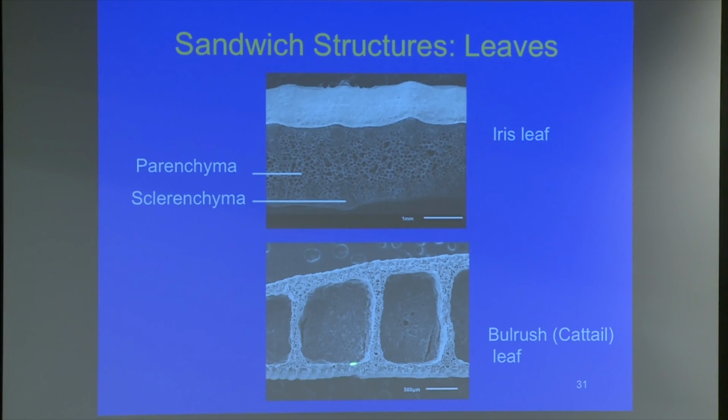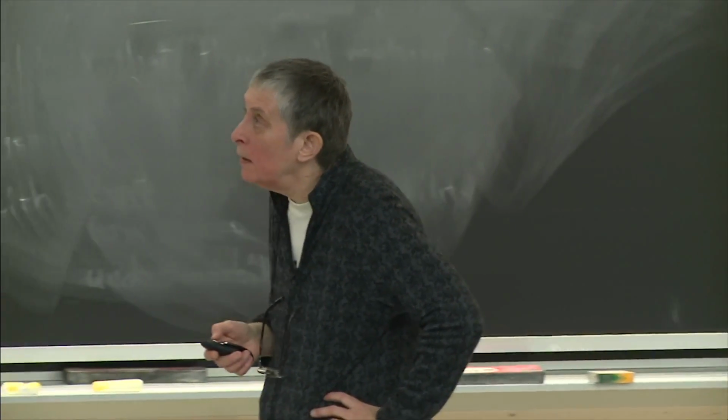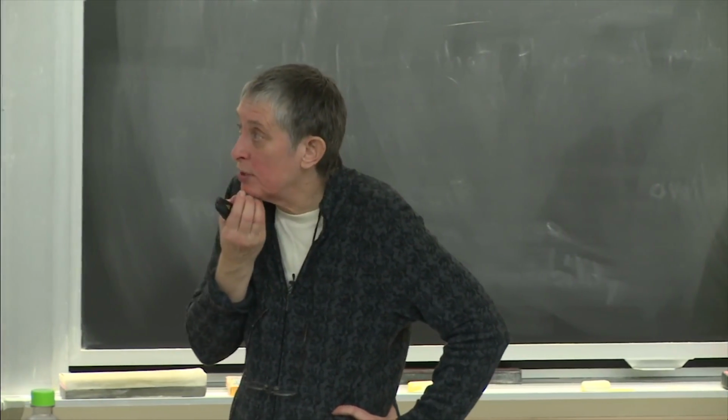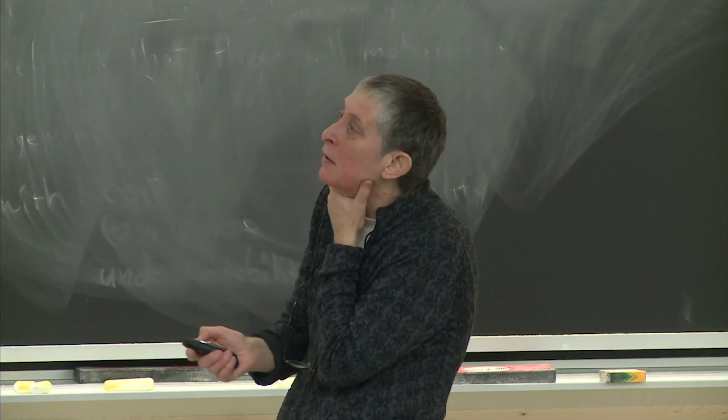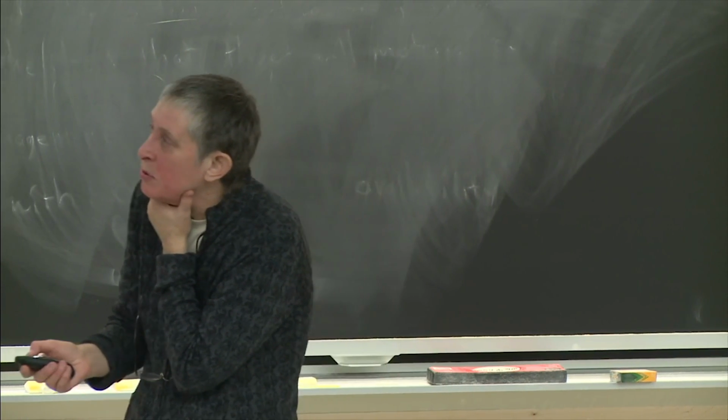And here's a bulrush or a cattail leaf. And they're like little I-beams almost. It's like a whole series of little I-beams. And again, that's sort of mechanically efficient. These are examples of sandwich structures in bird skulls. Some of you know I'm a birder, so I sort of sneak in bird stuff from time to time. But you can see how these bird skulls are all sandwich panels. And obviously birds want to minimize their weight for flight, and this is one of the ways that they do that. This is a horseshoe crab, sort of similar kind of thing.